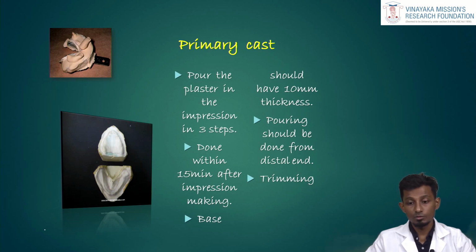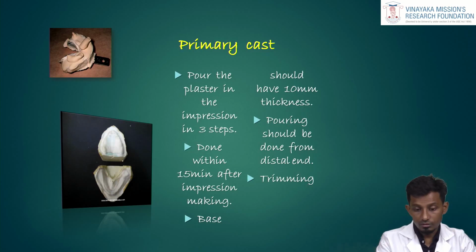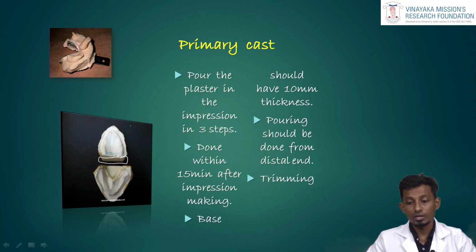Now the steps involved would be to pour the plaster in the impression in 3 steps. This is done within 15 minutes after impression making. Then the base is poured. You can see that this part of the cast is the base. The base should have a minimum of 10 mm thickness, and pouring should be done from the distal end. Once that is done, finally it is trimmed.